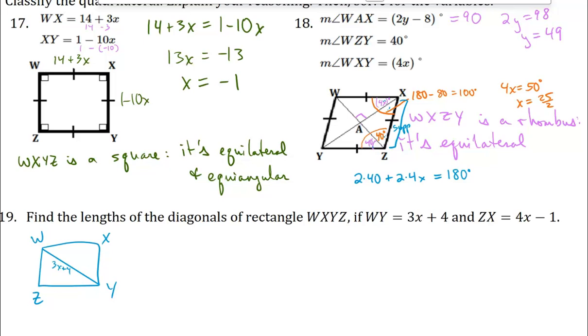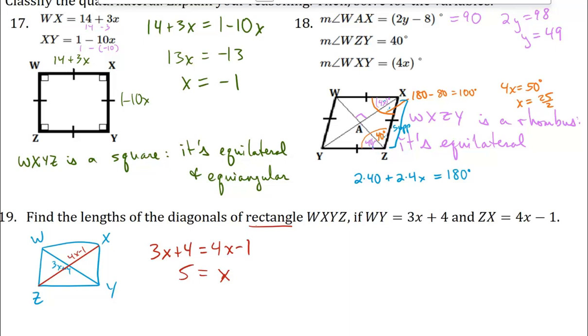And then ZX, the other diagonal, is 4x minus 1. Okay, because it is a, oh, never mind, it did tell me rectangle. Sorry. Because it told me it was a rectangle, I know that the diagonals are congruent. So 3x plus 4 equals 4x minus 1. Subtract 3x's, add 1, and I get x equals 5.